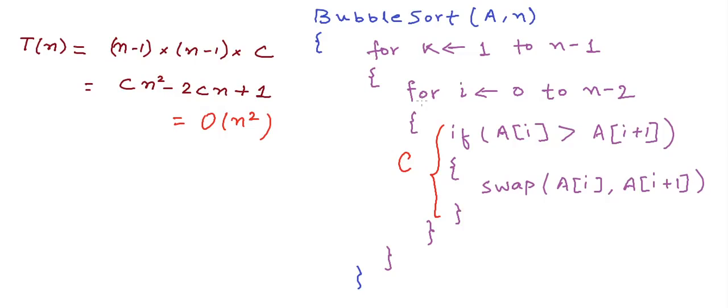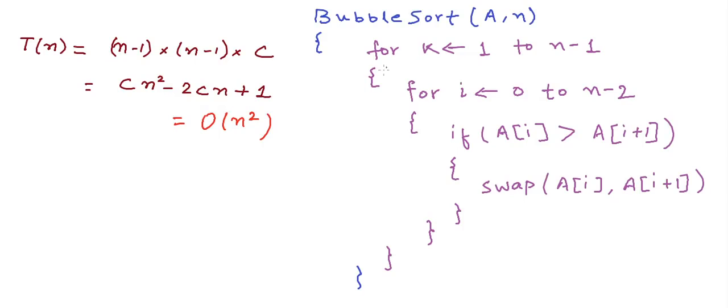Big O of n square is not the best running time for a sorting algorithm. In fact, this running time is bad. Bubble sort is a slow sorting algorithm. It's as good as selection sort, but both bubble sort and selection sort are slow sorting algorithms. We can do a couple of things in this algorithm to improve the time complexity, at least for some scenarios.